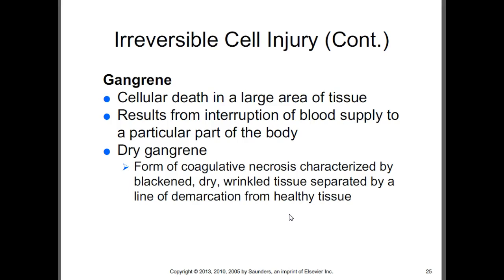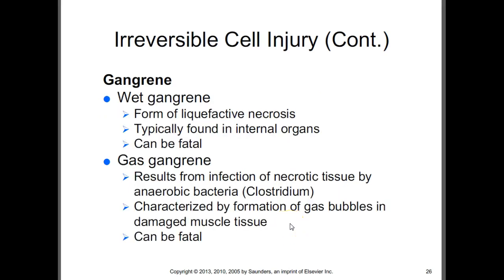So you'll see healthy tissue receiving the proper blood flow, and then everything else beyond that being very dark in color. Oftentimes people have tips of their fingers or toes that have dry gangrene, and sometimes they just fall off. Wet gangrene is a form of liquefactive necrosis, typically found in internal organs. Can be fatal. Gas gangrene is a type of gangrene that is a result of the anaerobic bacterium Clostridium.